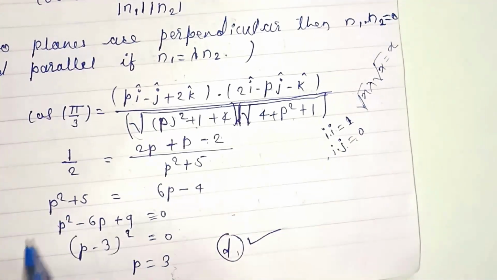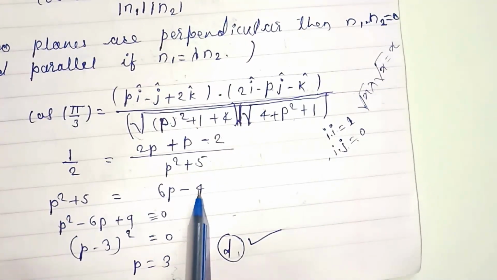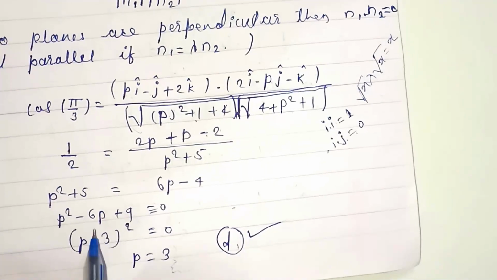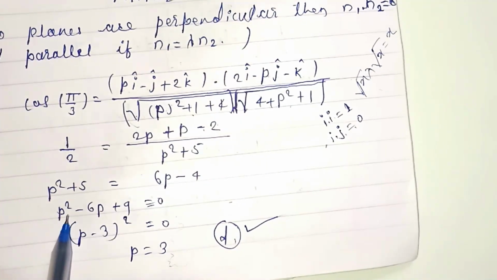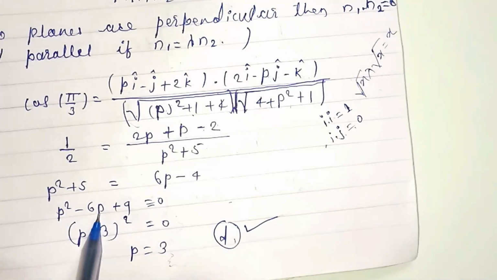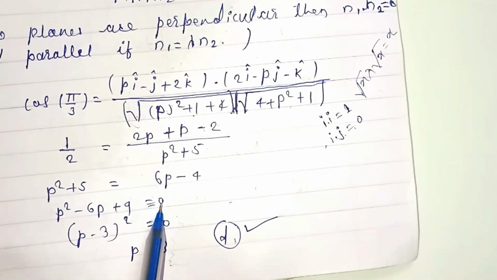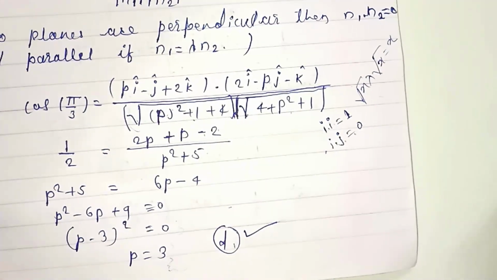Take this element to one side: p square minus 6p plus 5 plus 4, negative 4 goes to positive 4, and 5 plus 4 is 9. So as we can observe here, we got a quadratic type of equation, which is p square minus 6p plus 9 equal to 0. This is a quadratic equation, and we want the factors of that equation, which give the required value for p.